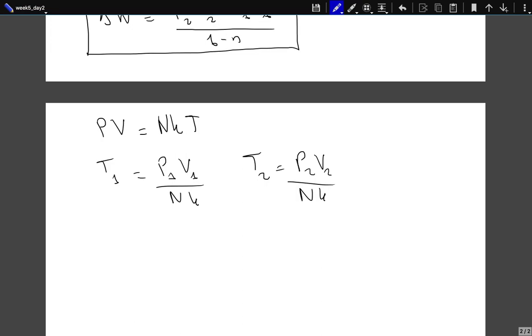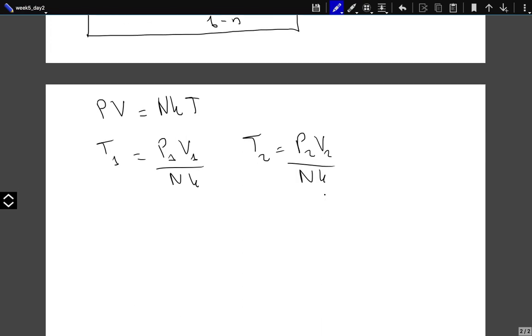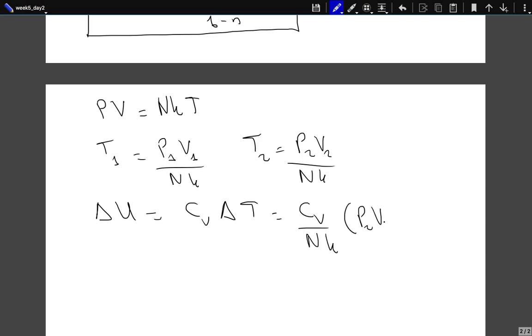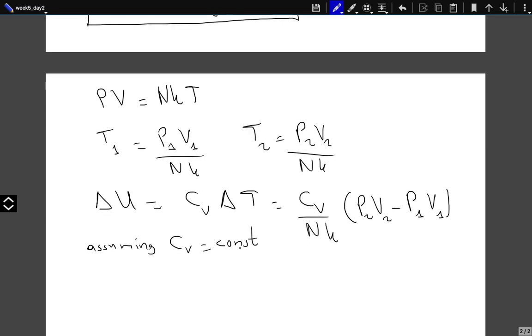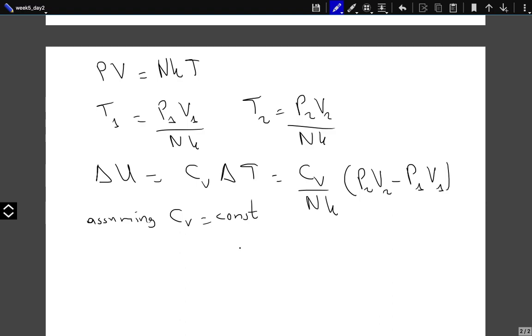And we can find the change in internal energy from the Cv. Delta U will be Cv times delta T, which will be Cv divided by Nk, times P2 V2 minus P1 V1. Here, of course, we are assuming that Cv is equal to constant, which will be valid for the classical ideal gas.